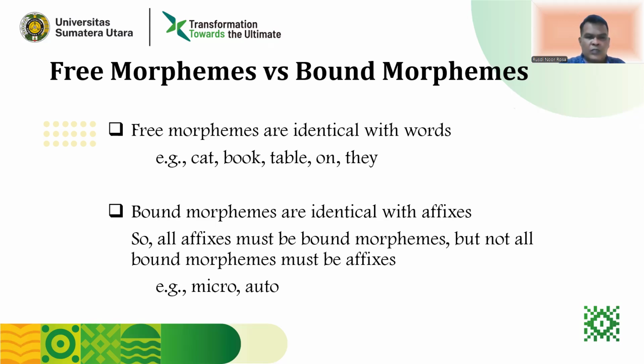And the next example is auto. Auto is also a bound morpheme, which is not an affix. Auto has its meaning, but it cannot stand alone as a word or as a free morpheme. For example, you cannot say I read an auto, but you can say I read an autobiography. So autobiography, automobile, autopilot, and some other words.